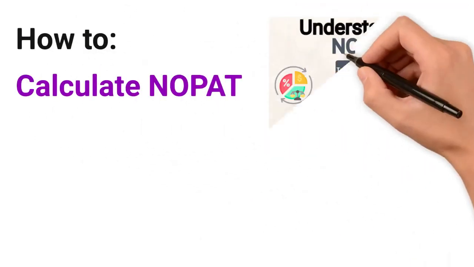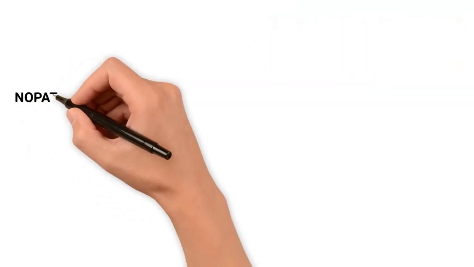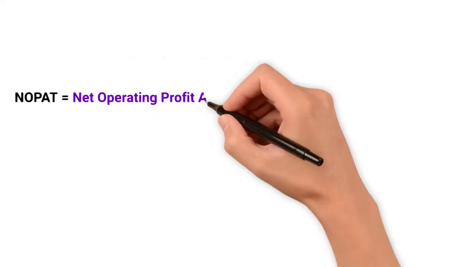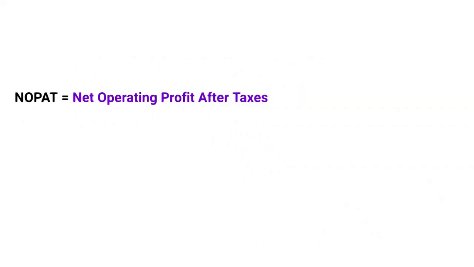Today, we're going to focus on determining NOPAT. So, what is NOPAT? NOPAT, or net operating profit after tax, is a financial metric representing a company's operating profit calculated by deducting all operating expenses, including taxes, from its operating income.